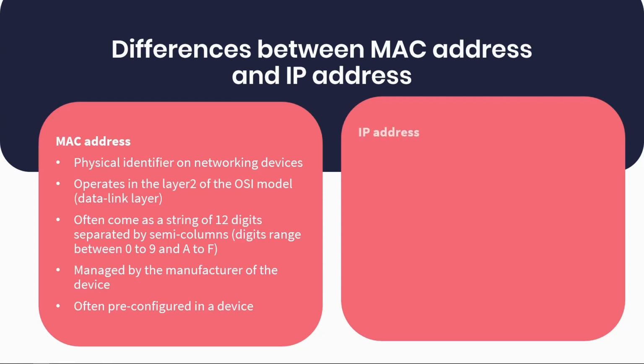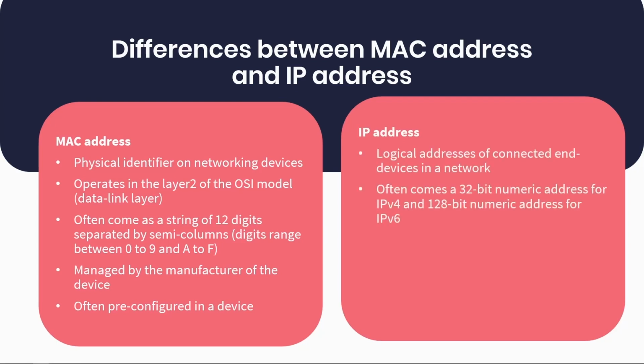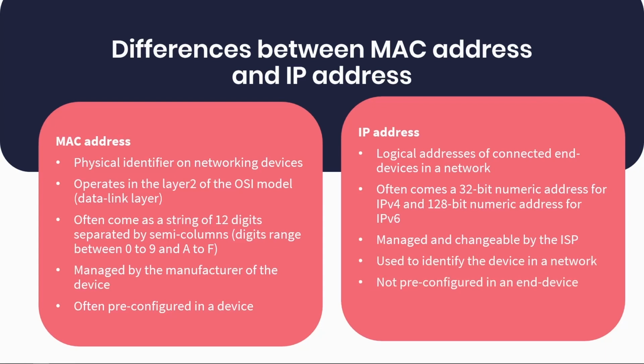Whereas an IP address is a logical address of connected end devices in a network. It often comes as a 32-bit numeric address for IPv4 and a 128-bit numeric address for IPv6. It is managed and changeable by the ISP. It is used to identify the device in a network, and it is not pre-configured in an end device if the device has a network card interface installed.